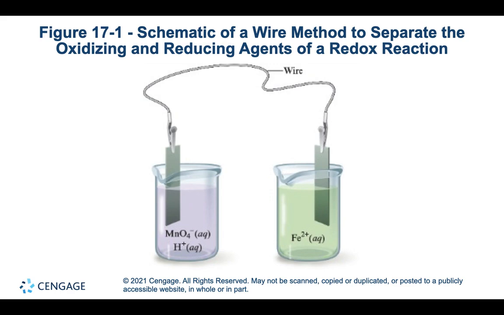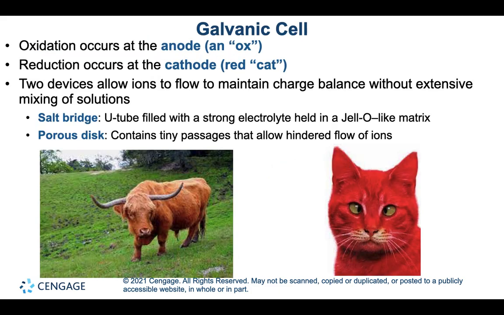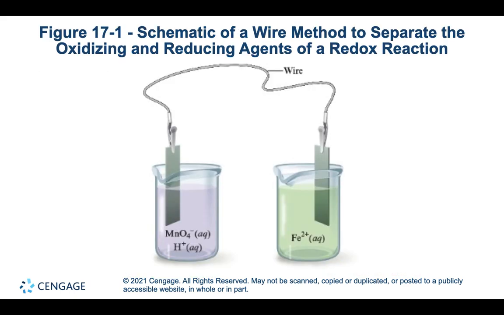However, what you can do in this particular case is add something called a salt bridge or a porous disc. These are two possible devices that will allow ions, which do have electric charge, to flow between the two solutions. So you're not really mixing the solutions, but you have ions migrating from one beaker into the other. Up in the wire you have electrons flowing, but between the two solutions, you connect them in a way that lets ions finish the circuit.